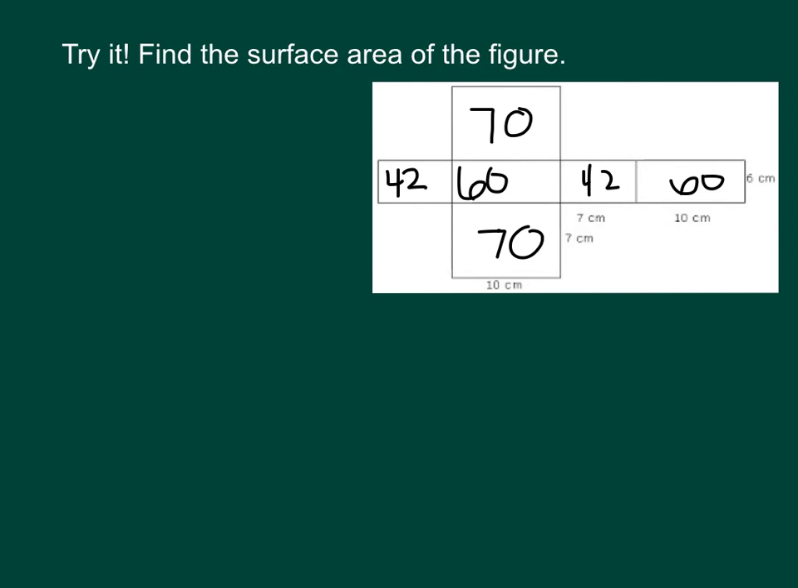Okay, now I just need to add all of those together. 60 plus 60 is 120. 70 plus 70 is 140. 42 plus 42 would be 84. 344 centimeters squared.